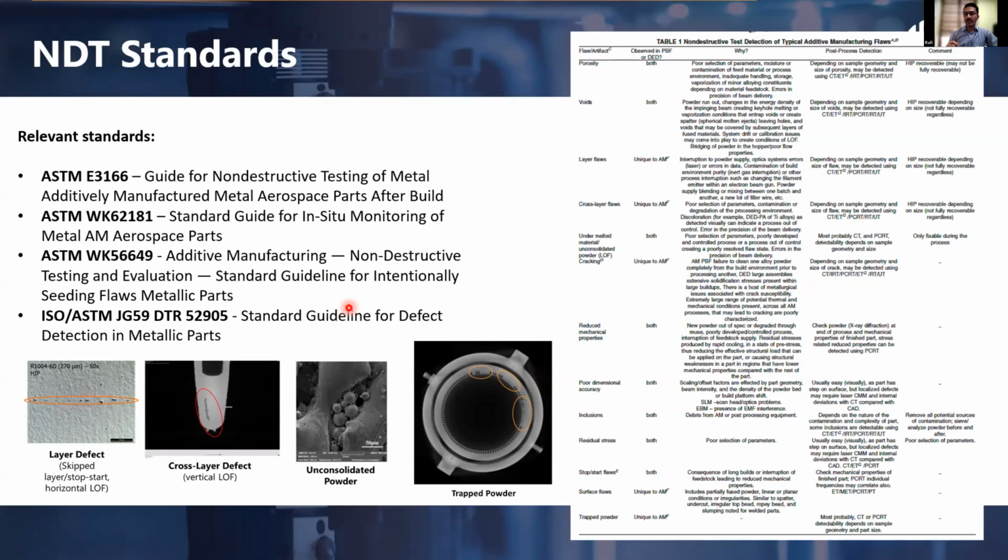And there is another one for NDT evaluation by intentionally seeding a flaw. So that's mainly used for seeing how the size of a flaw can affect your fatigue and fracture properties. And again, there is another standard which is almost in the stage of publication. It's a standard guideline for defect detection in metallic parts.